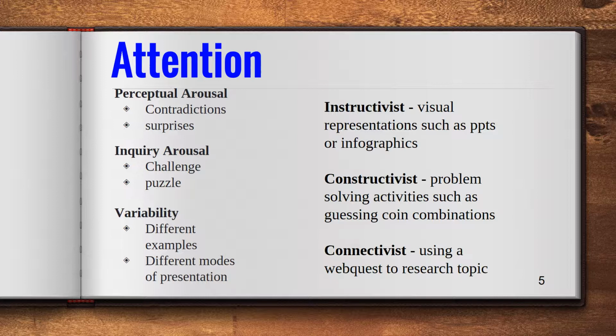An instructivist approach for this portion of the ARCS model would be visual representation such as PowerPoints or infographics. A constructivist approach would be problem-solving activities such as guessing coin combinations for money in bags. And a connectivist approach could be using a web quest to research a topic.